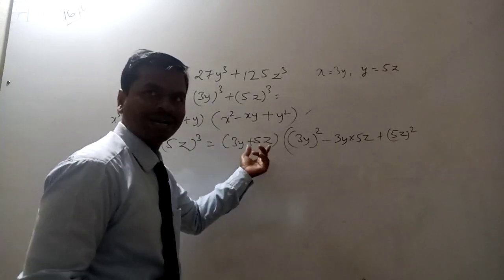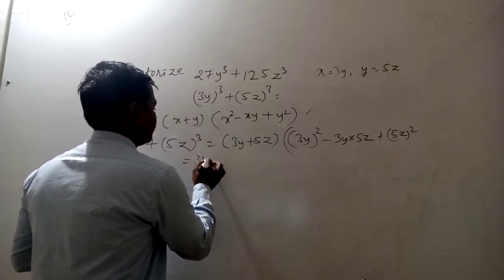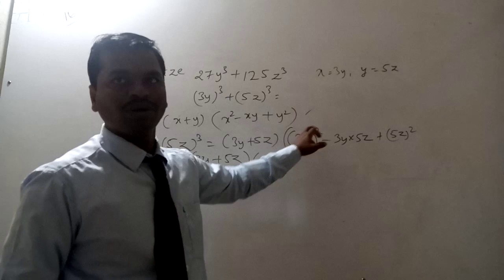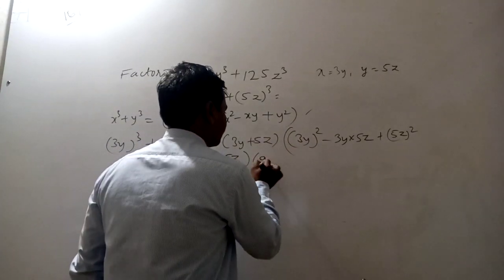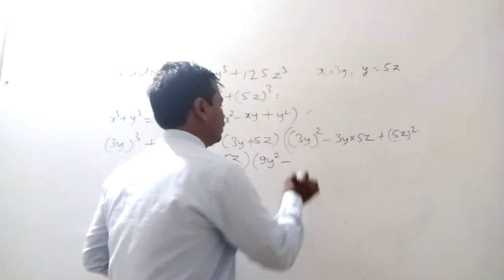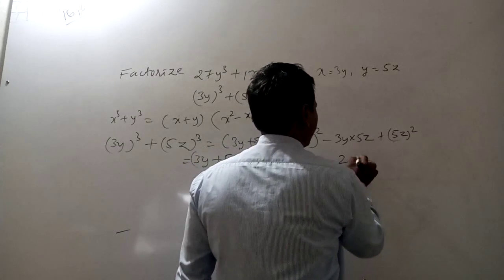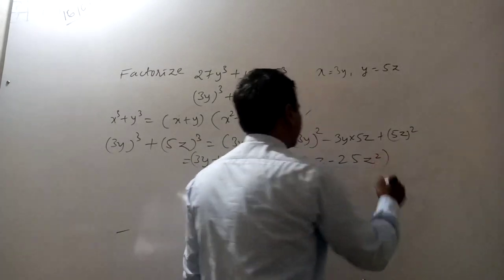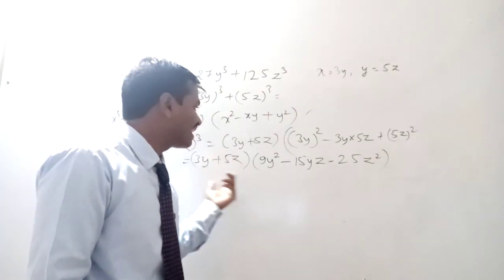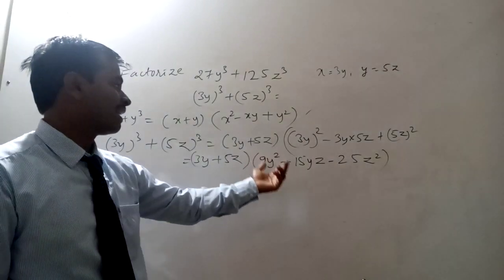Now, simplify this one. 3y plus 5z, we will write same only. Second bracket, 3 square is 9, 9y square, 3 5s are 15, 15yz, 5 square is 25, 25z square. Now, first bracket is in the simplest form. We should factorize the second bracket again.